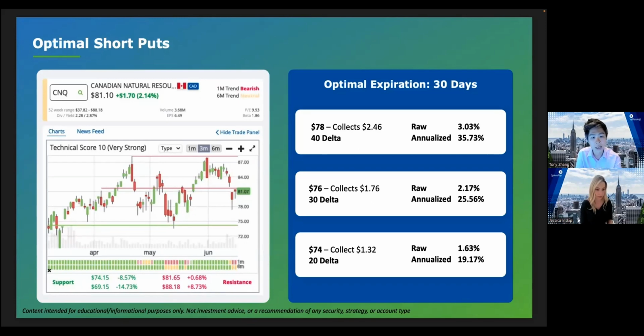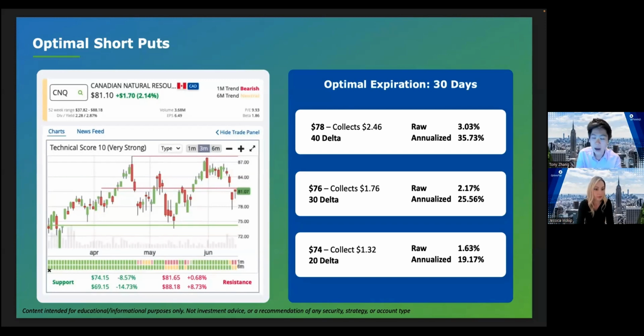And when the stock's trading at $81, I have three different strike prices. The 78 strike price, which collects $2.46. I have the $76 strike price that collects $1.76, and I have the 74 strike that collects $1.32. So same thought experiment. Which strike price would you choose if you were trying to sell a cash secured put to potentially acquire this stock? As we learned, you can sell cash secured puts to have the obligation of owning the stock, but having the income that you collect pay for part of the stock purchase, effectively giving you a discount. Which strike price would you choose?